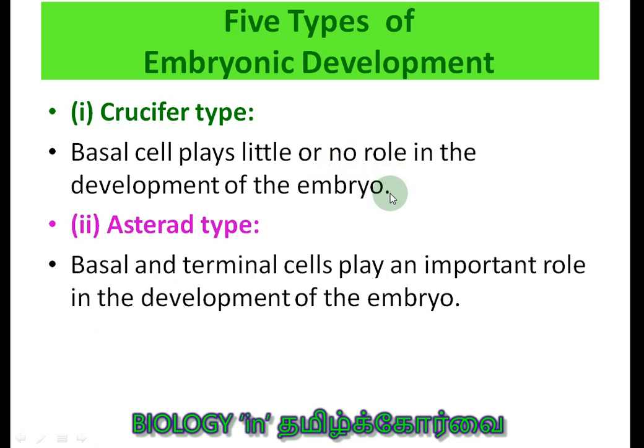More or less, all these 5 types are classified based on the behavior of the basal cell of the embryo. Here the basal cell plays little or no role in the development of embryo. 2. Asterad type. Basal or terminal cells play an important role in the development of embryo. Here they are playing a very important role.